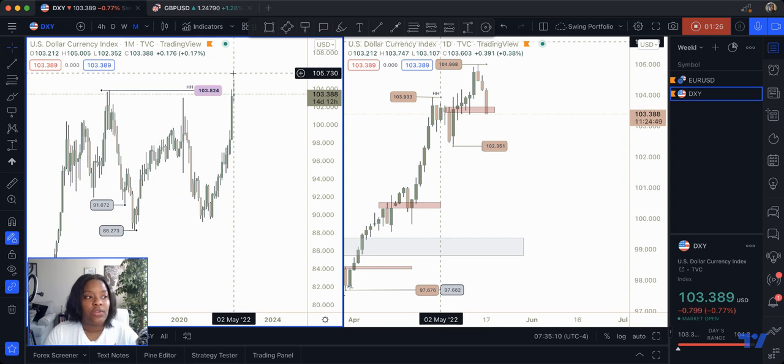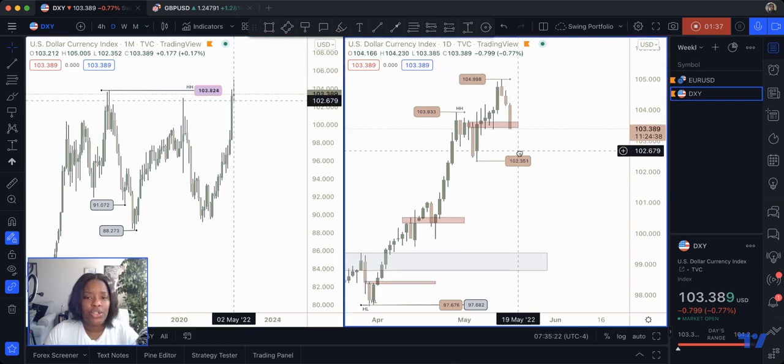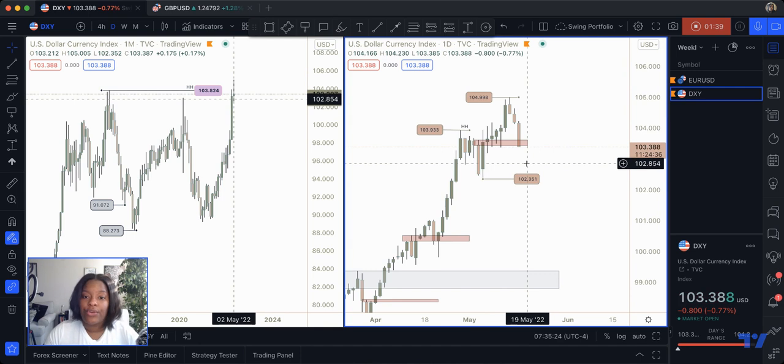Now, do I trade the dollar index? I do not trade the dollar index, but I do use it as a guide as to how I want to trade the Euro USD. So let's get into how we can use this for the next move for Euro USD.